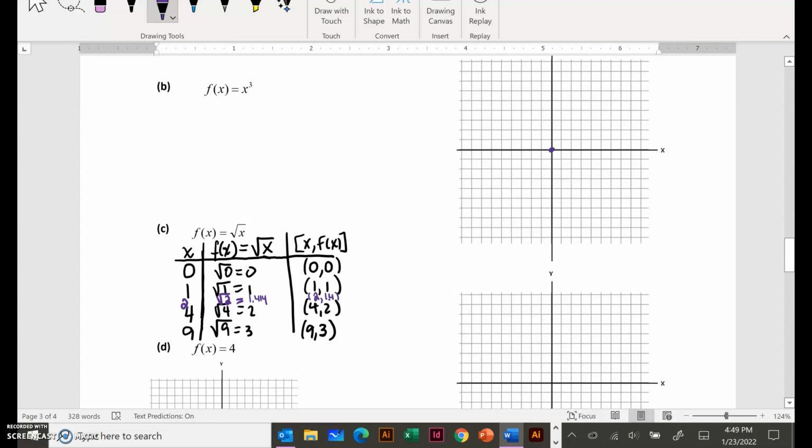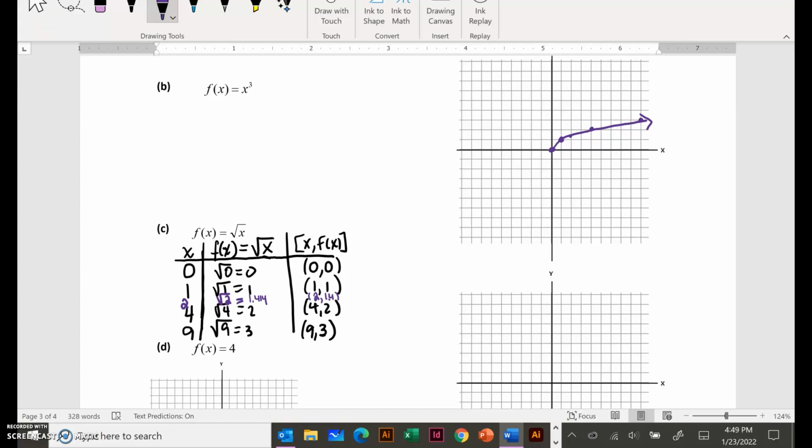All right, so let's plot these points. We have (0, 0). We have (1, 1). 2, this was where you start to see it curve: (2, 1.4 something). (4, 2). So you're starting to see the curve here. And 9, that's 3. So 1, 2, 3, 4, 5, 6, 7, 8, 9, 3. So here you see that curve. I'm going to put an arrow because it continues forever to the right.